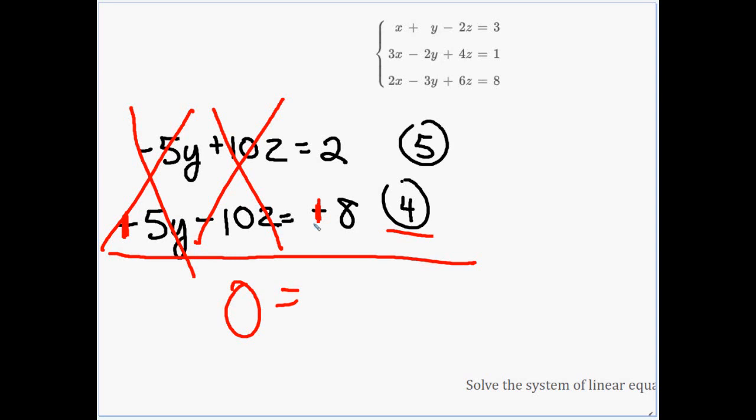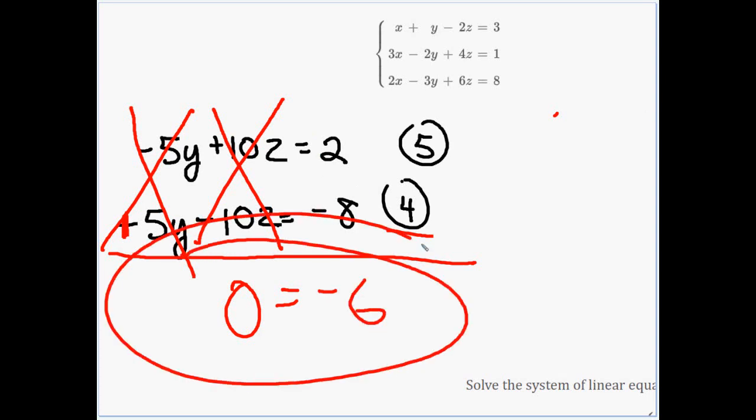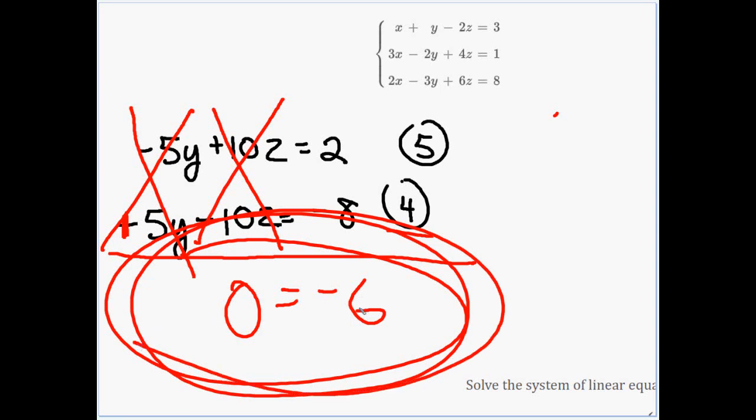Did I mess up a sign? Yeah, I think I misplaced a negative. I think that should still be a negative 8 after I distributed the negative 1. So if I add here, I get negative 6. So we can see this is not true. It's inconsistent. 0 does not equal negative 6. So this system has no solutions.